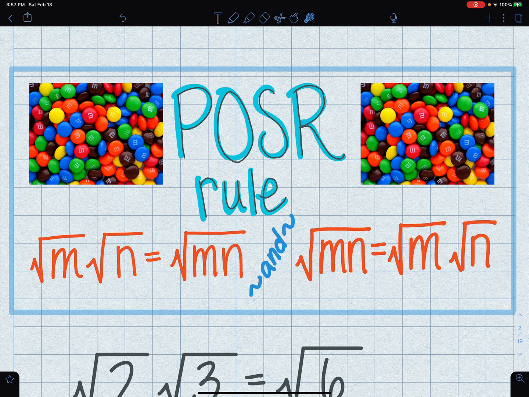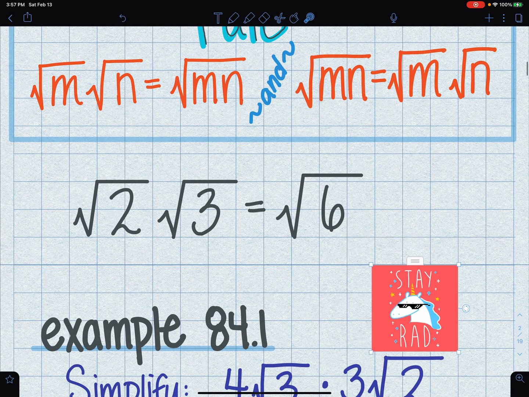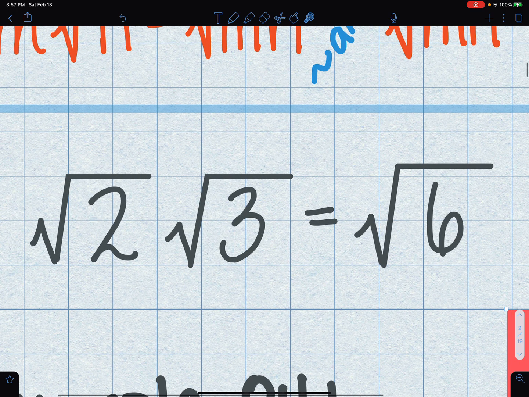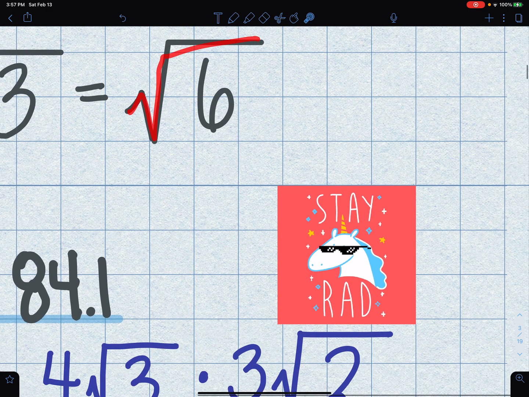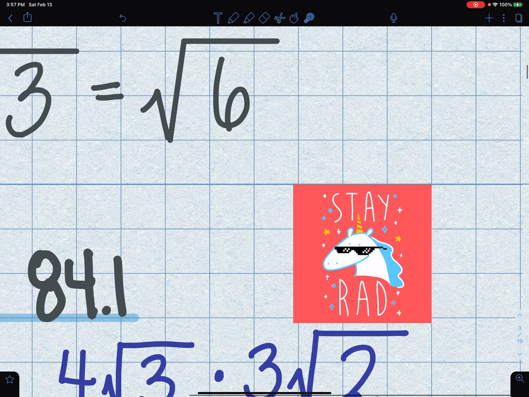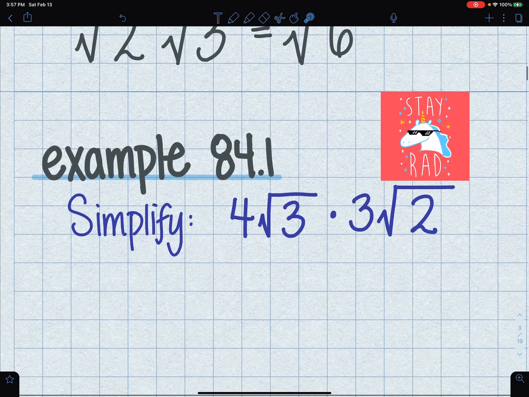So we can use this rule to multiply radical expressions. These are so rad. So what if we have square root 2 times square root 3? Well, you can turn that into square root of 6. And it stays radical. That's why I put this. Stay rad. The radicals stay radicals. The coefficients, of course, stay as coefficients. So let's do some examples and you'll get the idea.